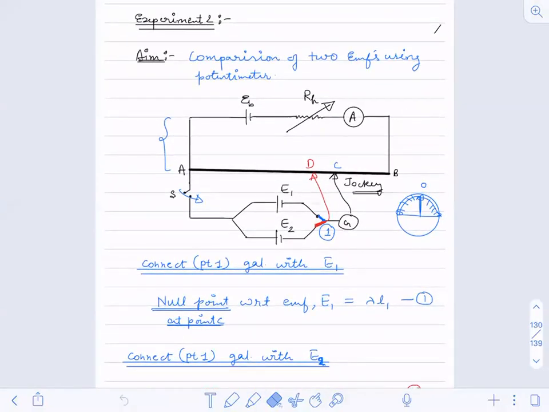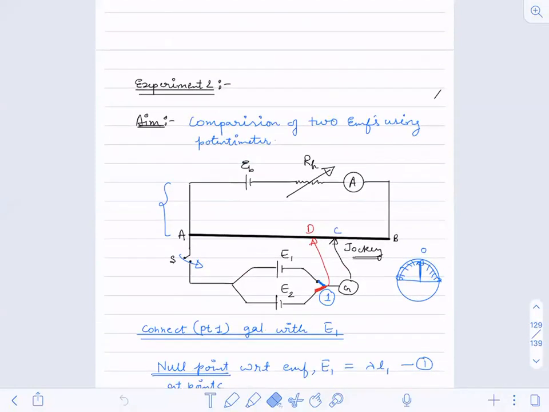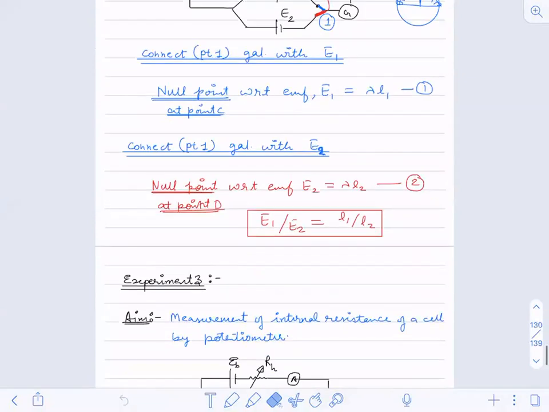So, I guess we have completed the second experiment also. Yes, which was comparison of the two EMFs using the potentiometer. We have already completed this. So, we are going on to the third experiment now.